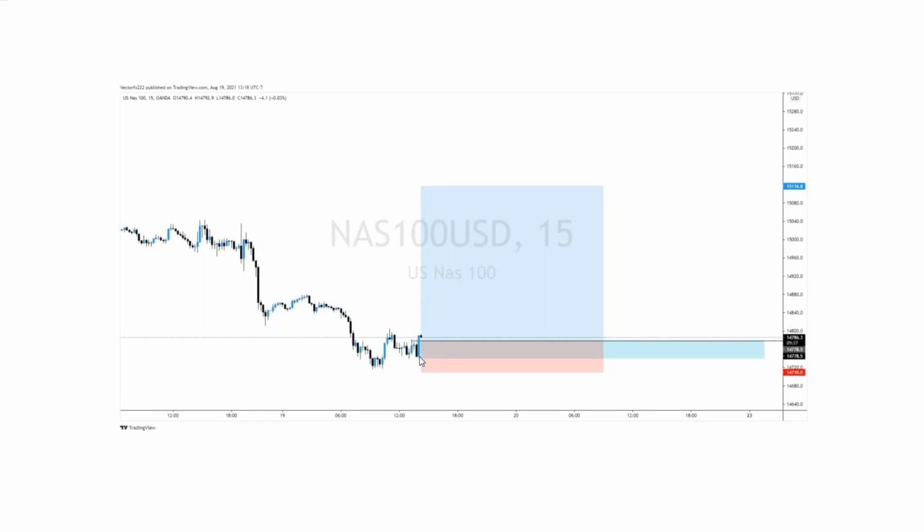Okay, but in this sense, I was actually waiting for this high to break, but price gave me another reason to think that demand created here is going to push prices higher. And then again, price failed to make new lows here.